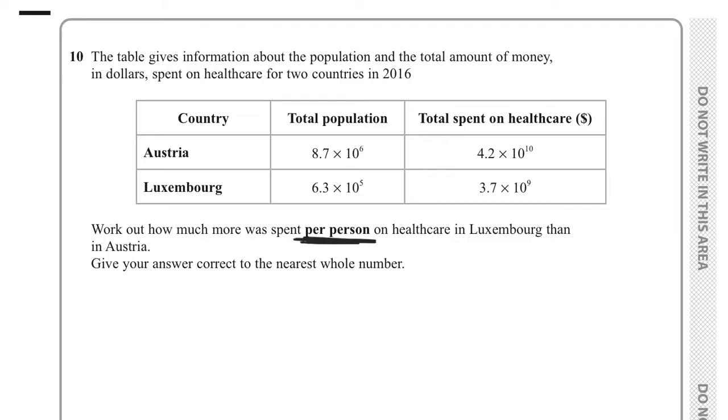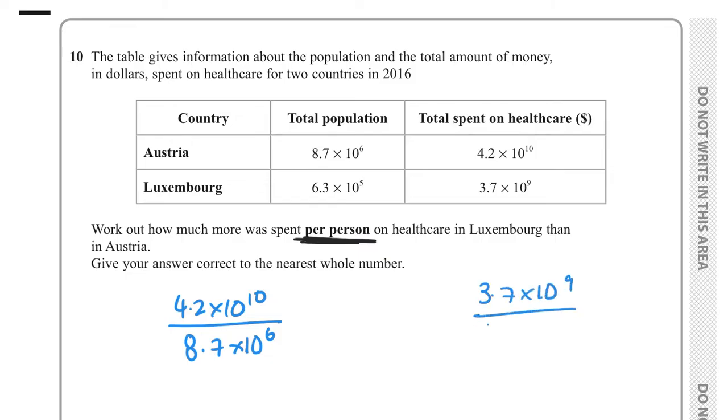Work out how much more was spent per person on healthcare in Luxembourg than in Austria. So, we're going to do the total spent on healthcare divided by the total population, which is something. And then we're going to do the same again for Luxembourg, okay? So we know this is Austria, this is Luxembourg.